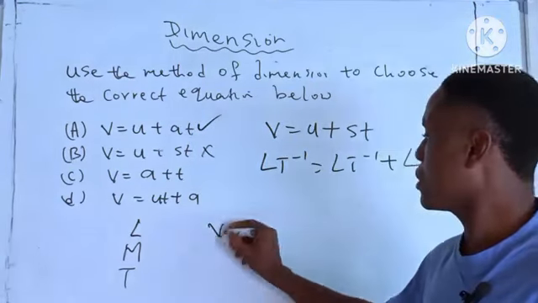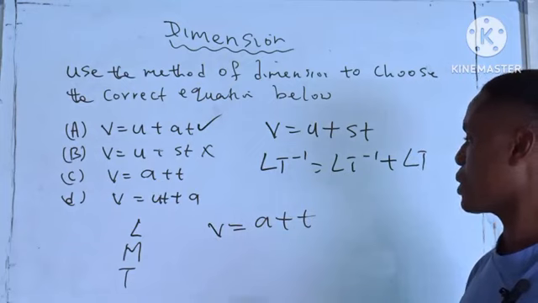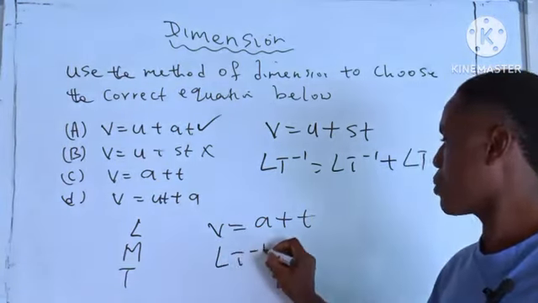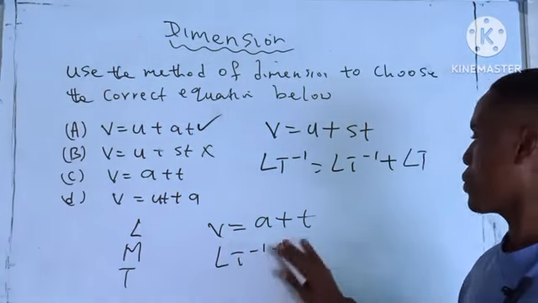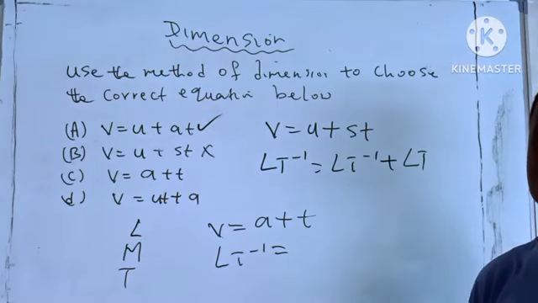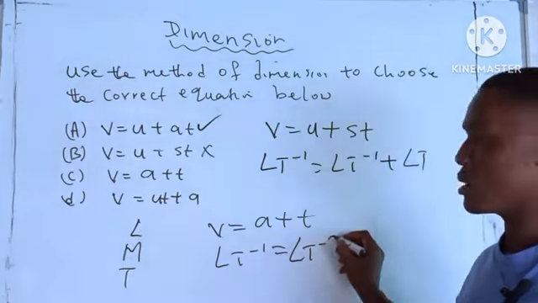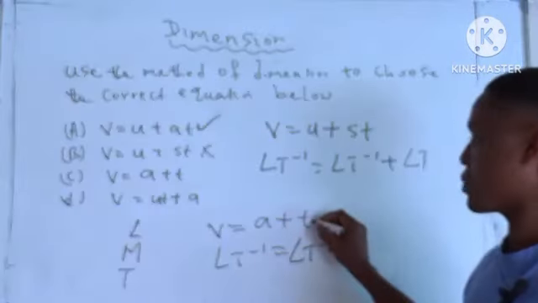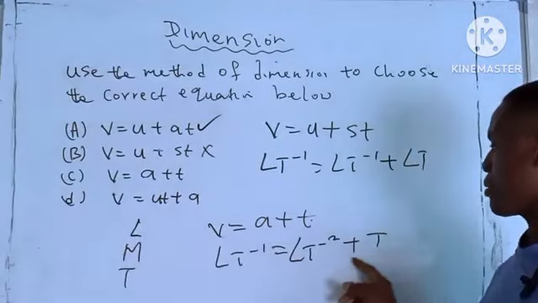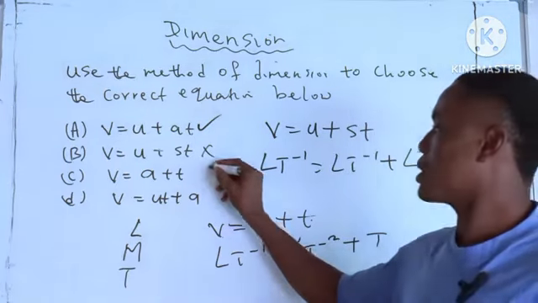Now look at it. The third one, V equal to A plus T, right? The dimension of velocity is what? L T raised to minus 1, equal to, the dimension of acceleration is what? We've solved for it before. It is L T raised to negative 2, plus the dimension of time, which is T. And look at it. Are they the same? No. All are different, so this one too is bad.